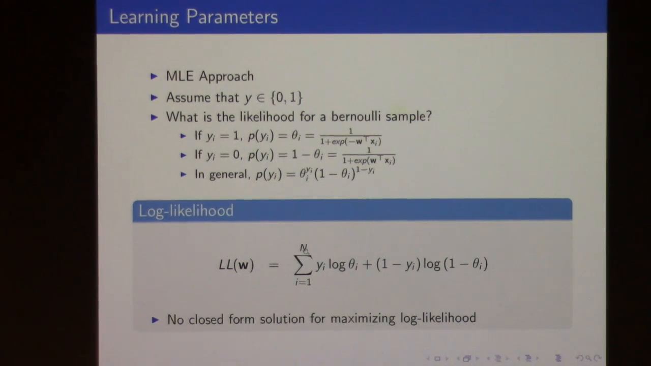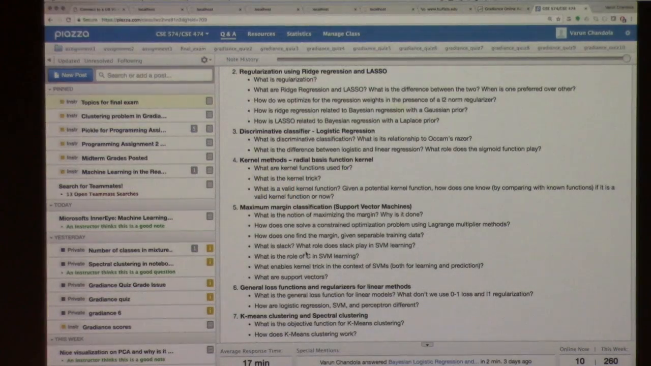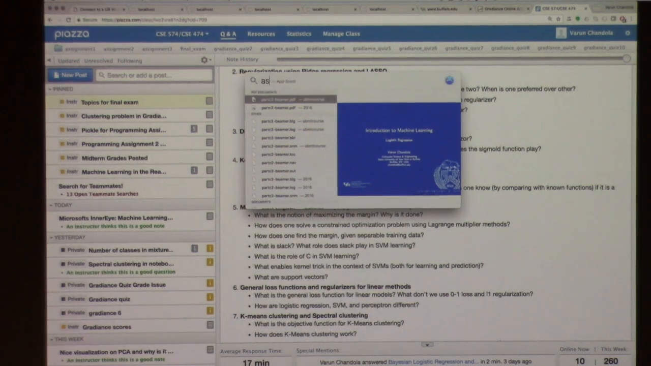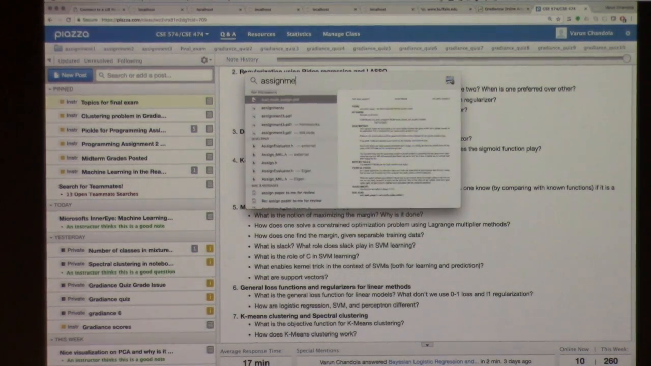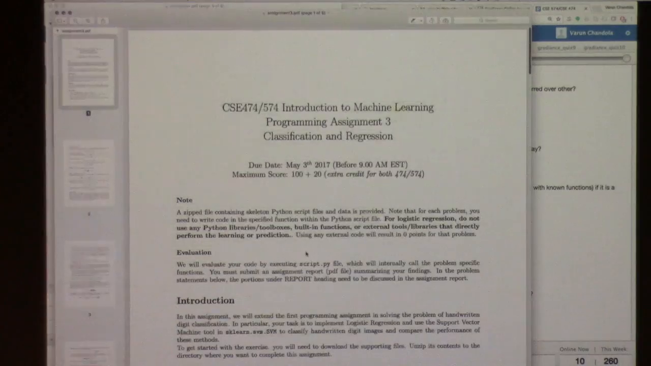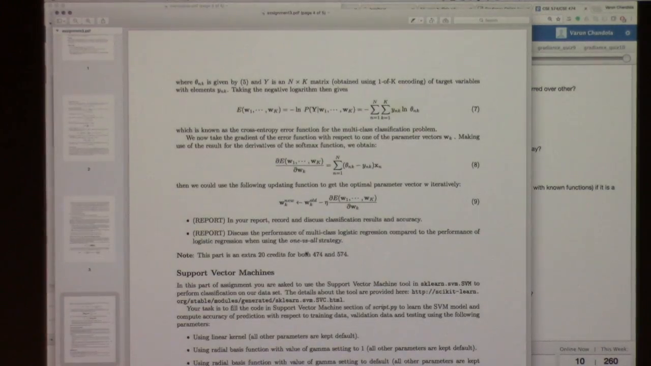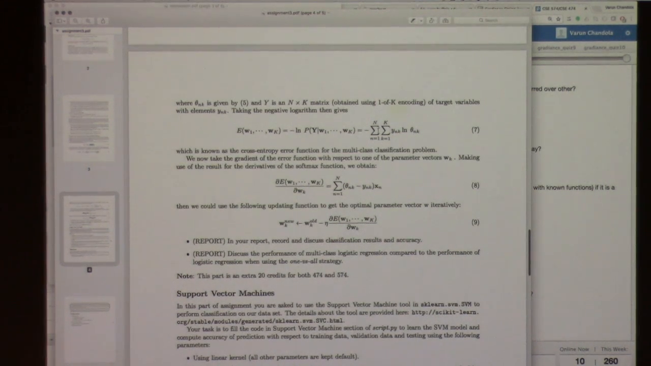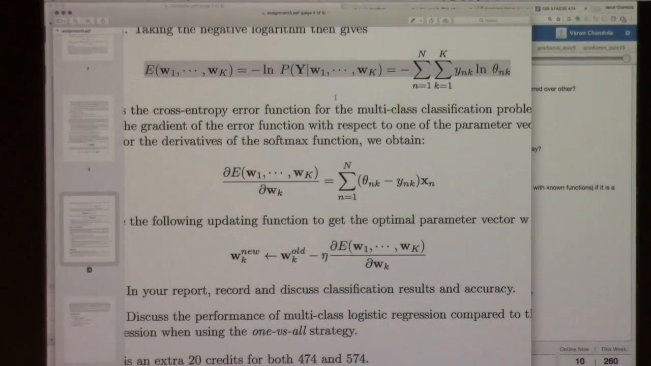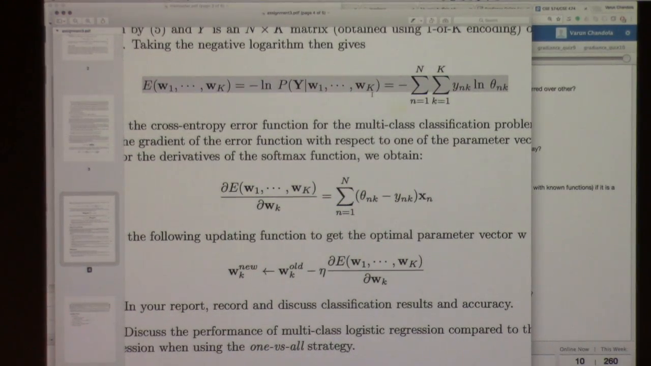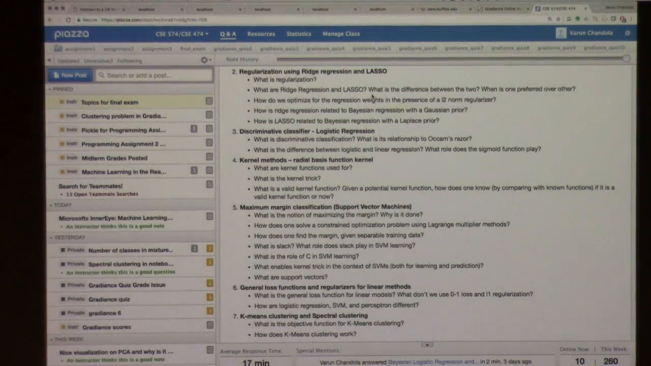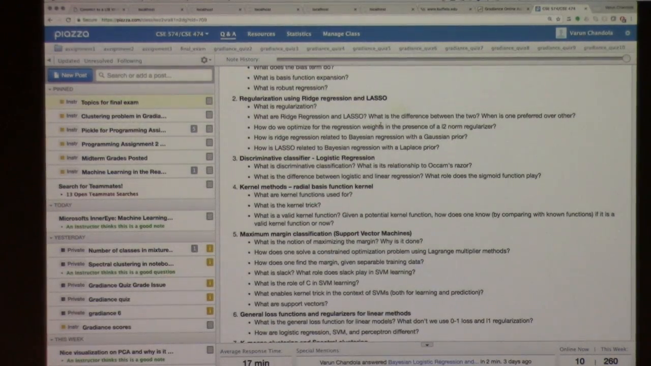So you can sort of do the derivation. I'm trying to see, assignment 3, the extra credit, right? Yeah. So here is the loss function for that. If you have k classes, this is the loss function, negative log likelihood. So you can use that, but for the exam, don't worry about it. Any other questions about logistic regression?